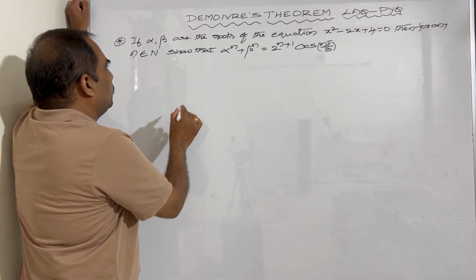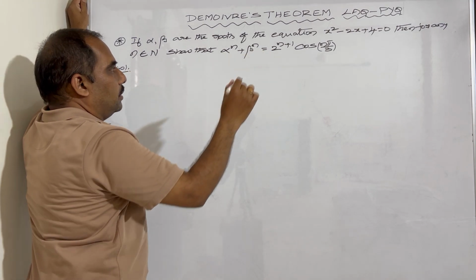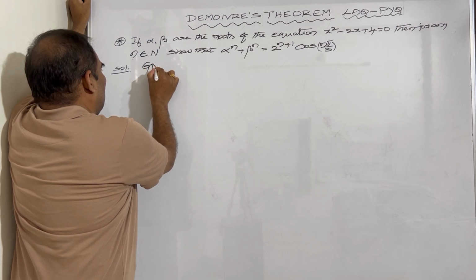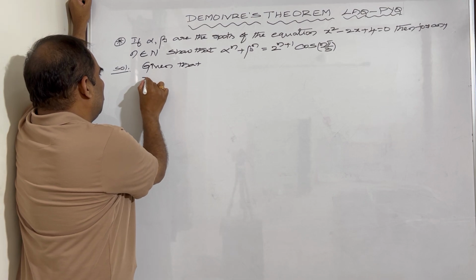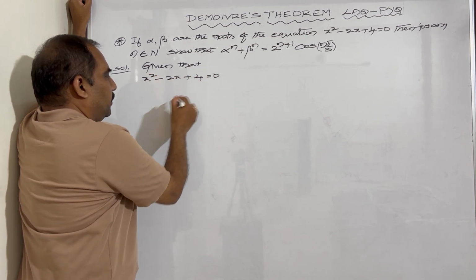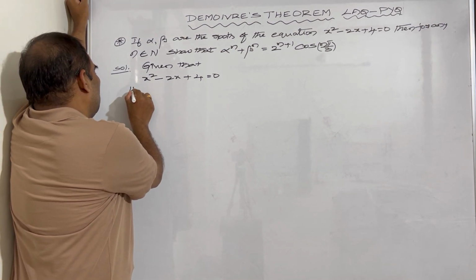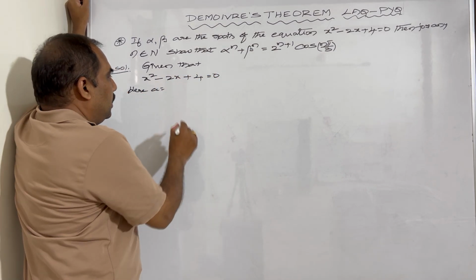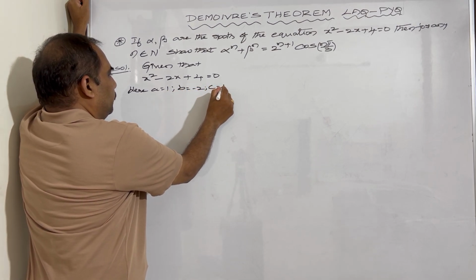See here, what is given? Alpha, beta are the roots of the equation x square minus 2x plus 4 is equal to 0. First, what is the given equation? Given that x square minus 2x plus 4 is equal to 0. For this quadratic equation we have no factors. So if you compare with ax square plus bx plus c, a is equal to 1, b is equal to minus 2, c is equal to 4.